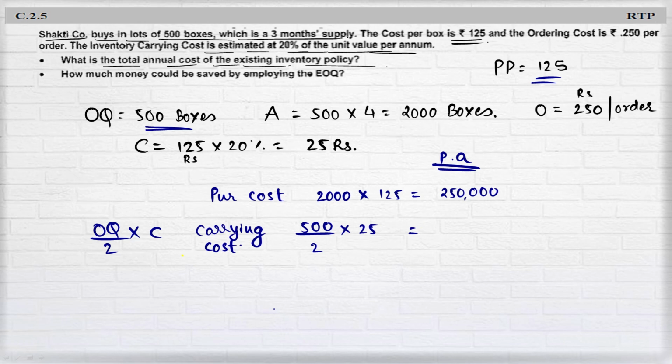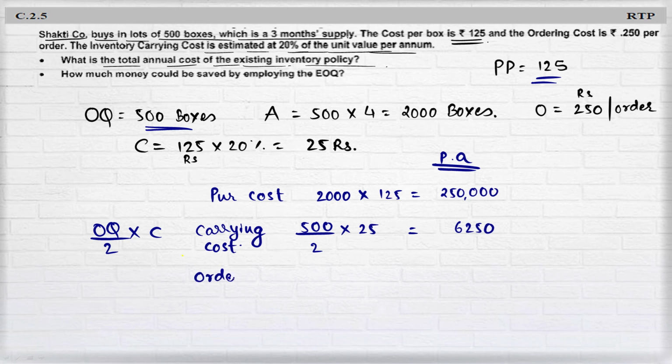Sir, can we use the formula and find the answer? Yes, if you know the logic. Without logic, only knowing the formula, believe me, it will be of no use. In examination, you will be asked questions where logic is important. What is 500 divided by 2? It is the average inventory that we are carrying per annum. And 25 rupees is the carrying cost per unit per annum. What is the answer? 6,250.